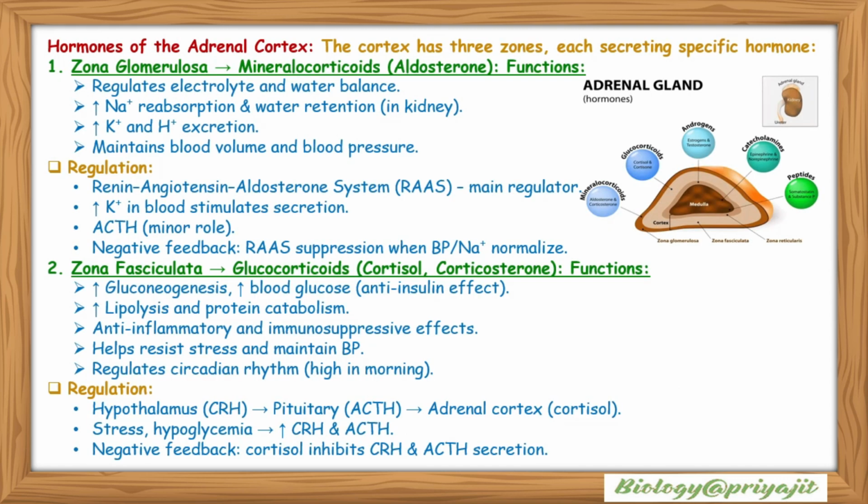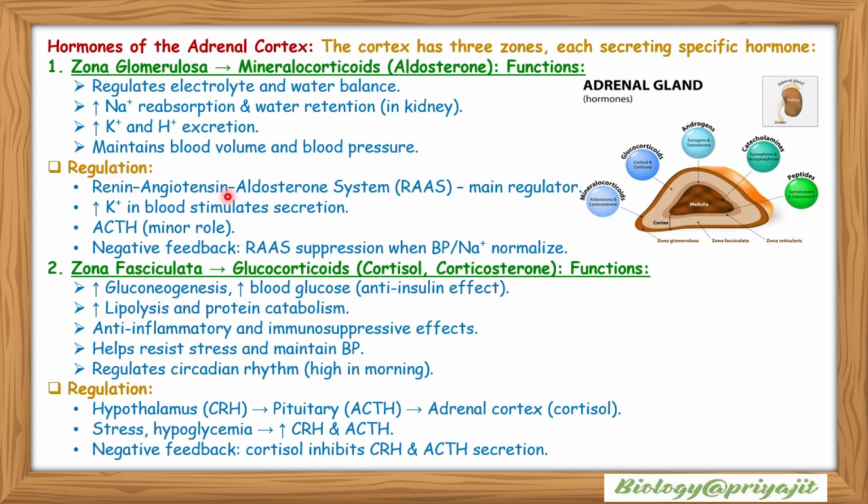Hormones of the adrenal cortex. The cortex has three zones, each secreting specific hormones. The zona glomerulosa secretes mineralocorticoid, also known as aldosterone, and its functions include: it regulates electrolyte and water balance in our body, it increases sodium reabsorption and water retention in the kidney, it increases K plus and H plus excretion, and it also maintains blood volume and blood pressure in our body.